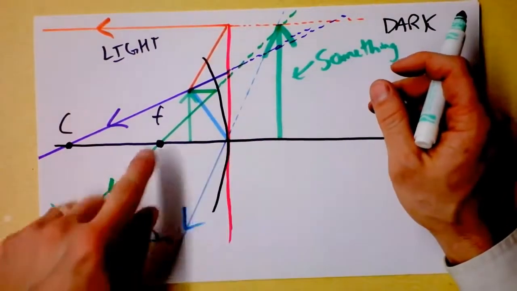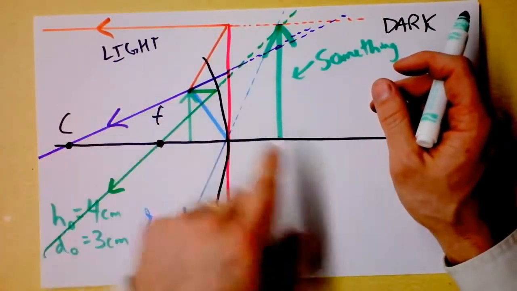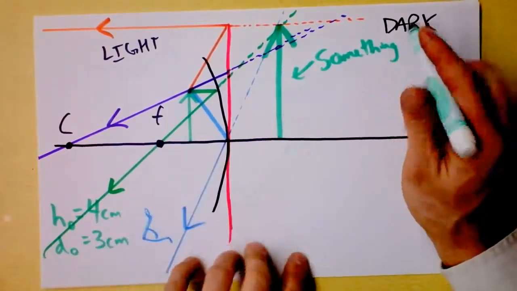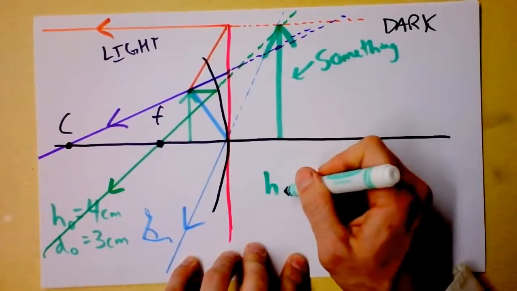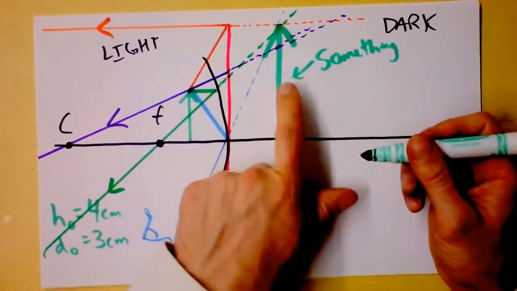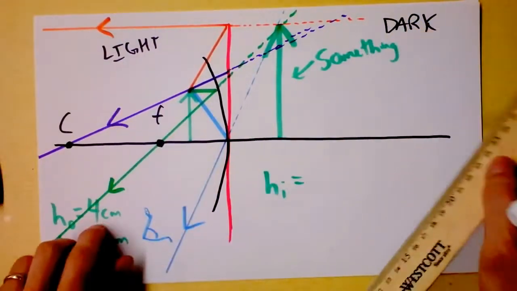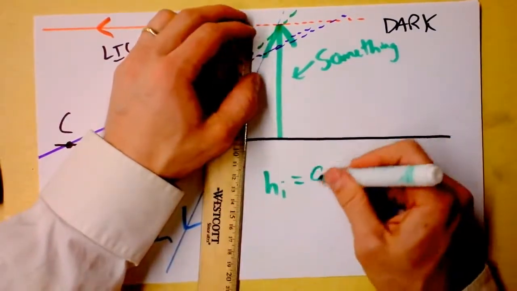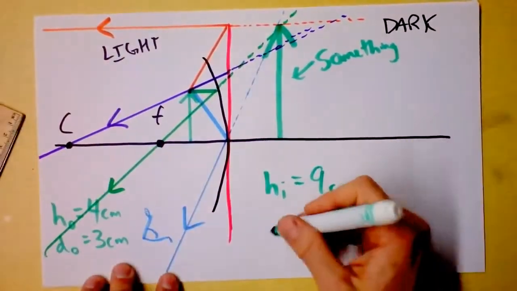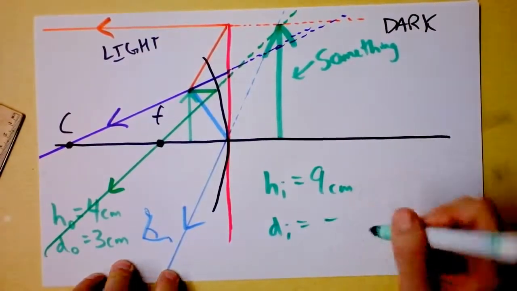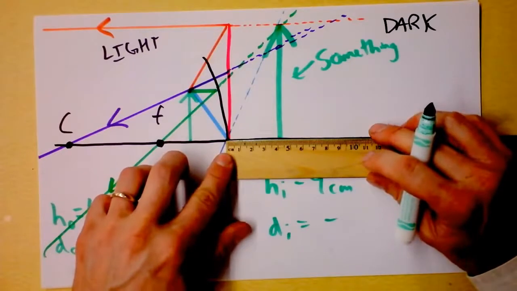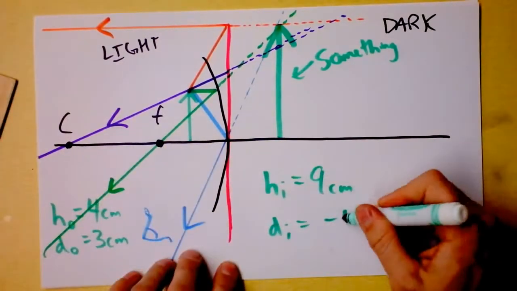Because when I look at it, I see not the object, I see the image as even bigger than it actually is. So the distance, well, let's see. First, the height of the image. First of all, it's positive. That's pleasant. And where the object was 4 centimeters, this sucker is actually 9 centimeters. Oh, cool. What about the distance of the image? Well, it's on the wrong side of the mirror, so that's offensive to me. And I'm going to say that that distance is about 4 centimeters.